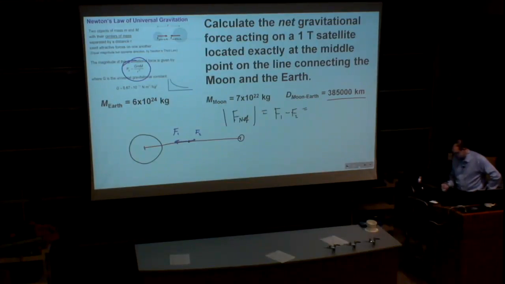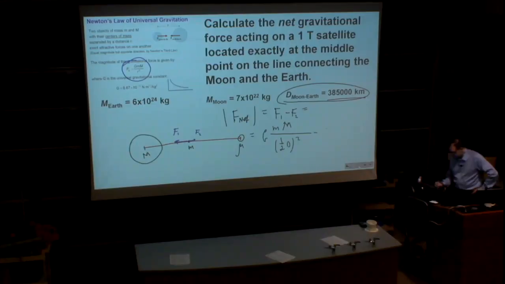And if we want to subtract those magnitudes, we have to calculate each. And what would we do to do that? We would apply the law twice. Same constant, the mass of the satellite, the mass of the Earth divided by, well, if we use this distance, we have to write 1/2 of it squared.